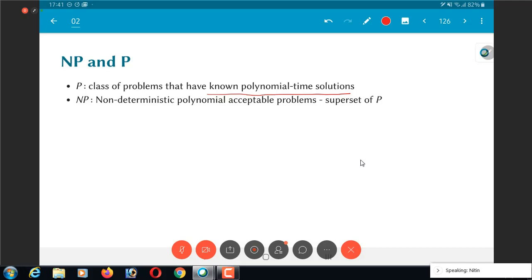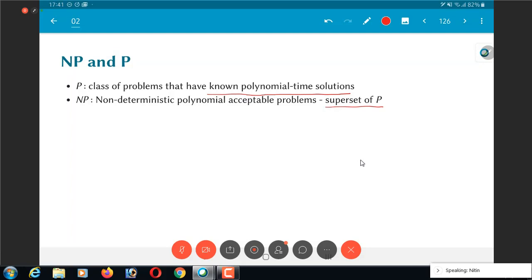Whereas NP stands for non-deterministic polynomial time. It does not mean non-polynomial. Very often people tend to say non-polynomial, but it does not mean that. What it actually means is NP is a superset of P, and a problem that is in NP can be verified in polynomial time.